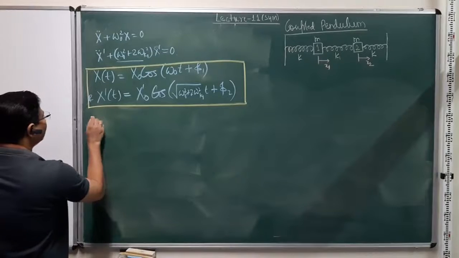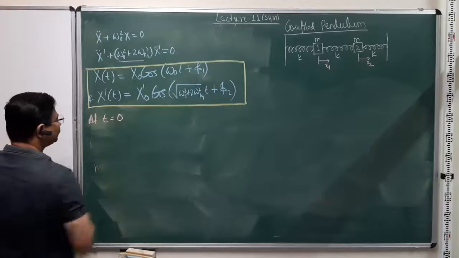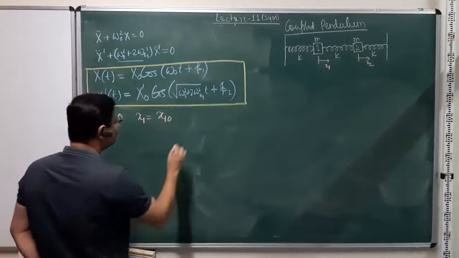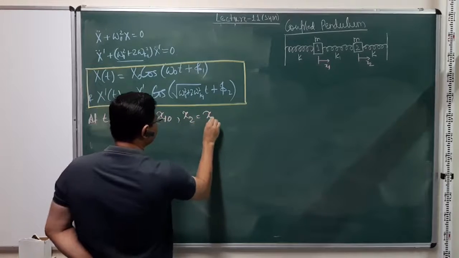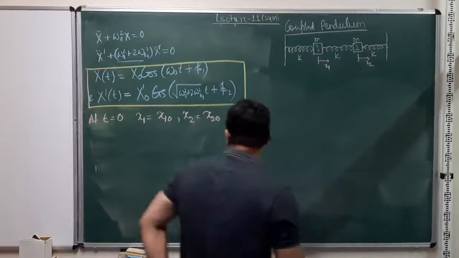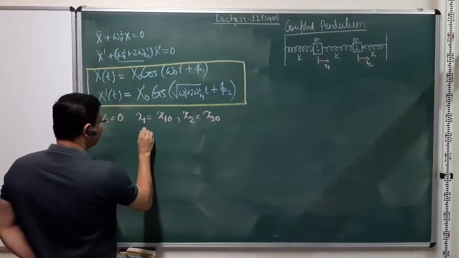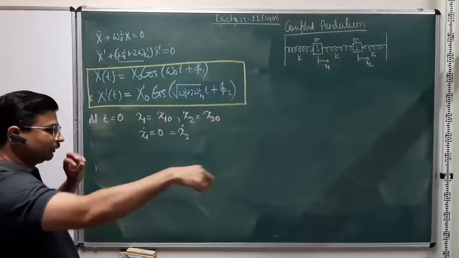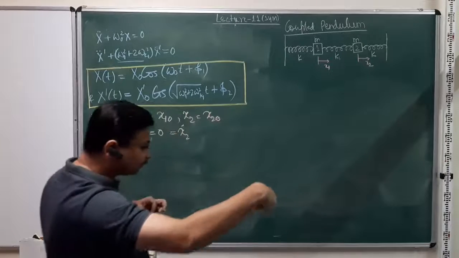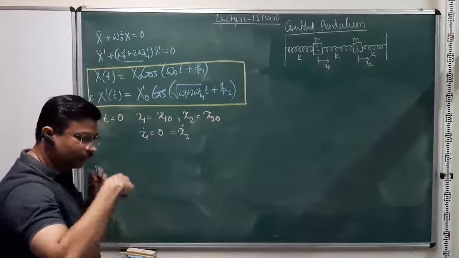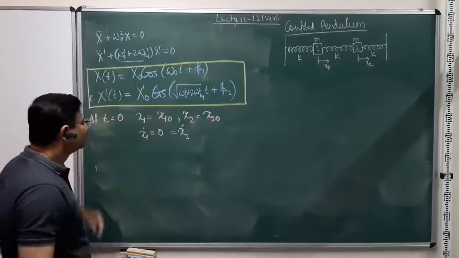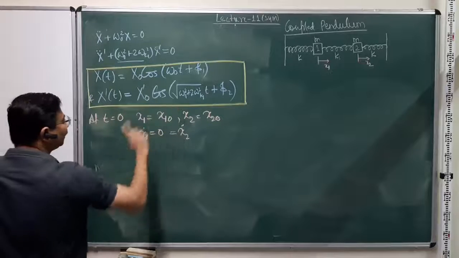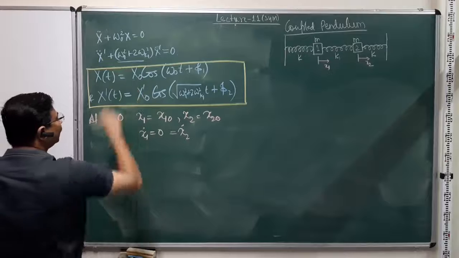Let's say at t equal to 0, x1 is x10 and x2 is x20, the initial displacements, and x1 dot is 0, equal to x2 dot. So the masses are displaced from the equilibrium position, but they are not moving. At t equal to 0, they are just displaced from the equilibrium position. Now using these initial conditions, we can find the constants.